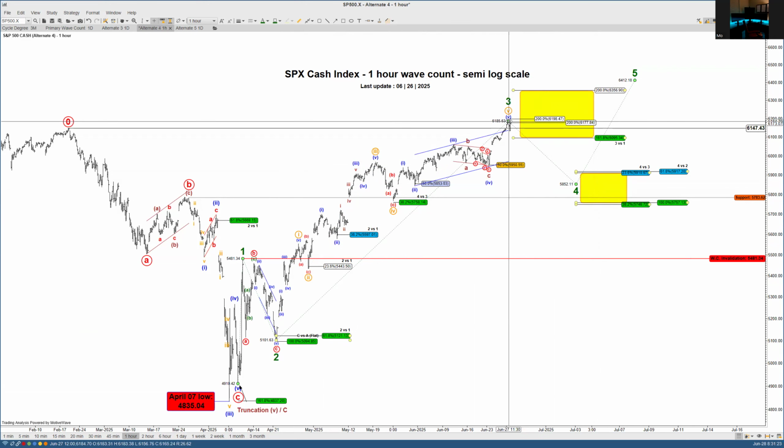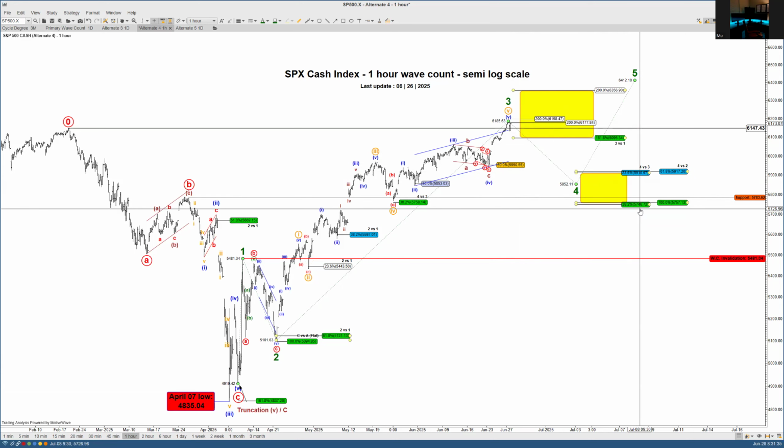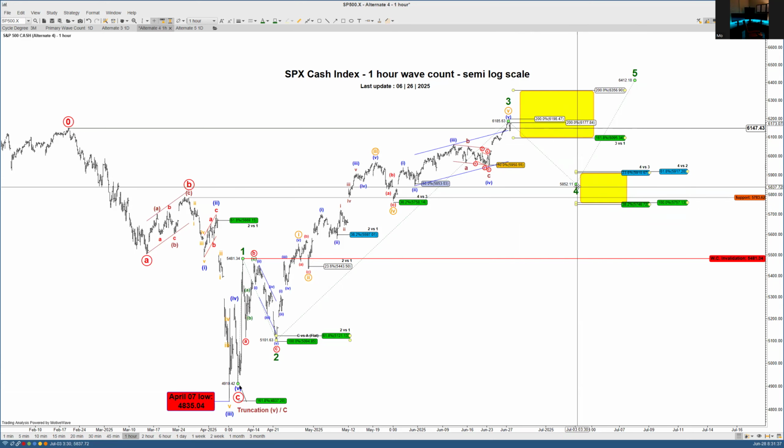Now let's assume that this market top is here, which is 61.85. If we do that, I can leave this demand here and then run four versus two and four versus three, which is the typical fourth wave retracement. It comes right here in this zone.